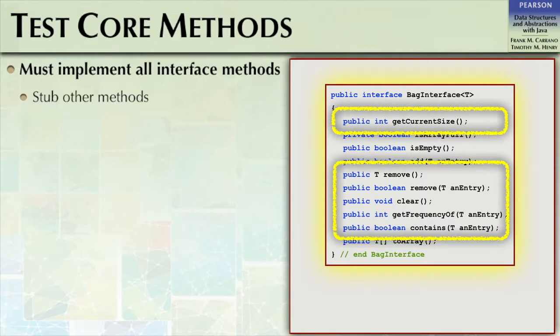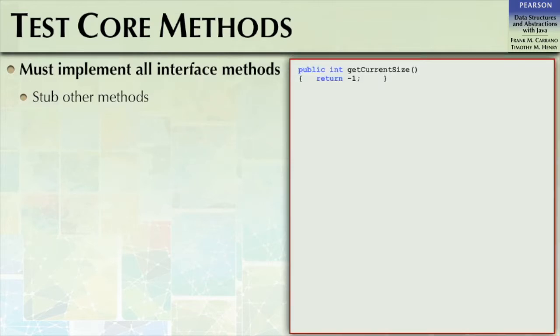Before we can test our class, we have to stub the other methods in the interface. We can have getCurrentSize return -1. This would be a clear indication to the client that the method's not complete, since we'll never have a negative number of entries in our bag. The method remove can return null, which indicates the remove was not successful. And that's a fact because we actually haven't removed anything. Similarly, the method to remove a specific item should return false since the item will not be removed.